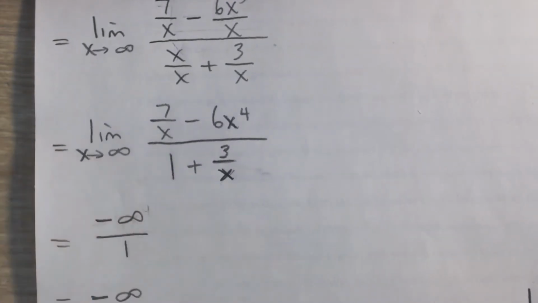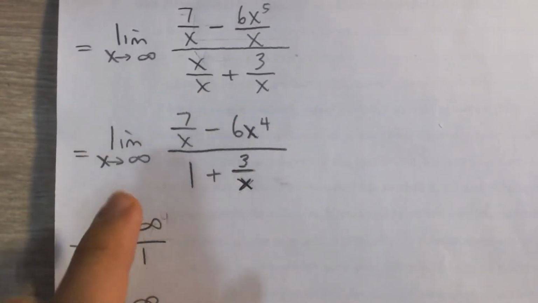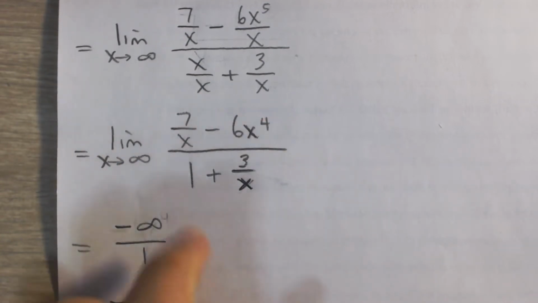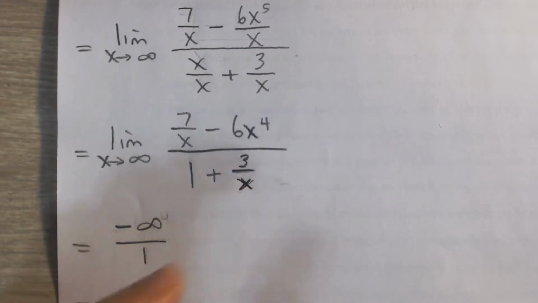And so now, again, we have a limit as x approaches infinity of this quotient, and we can apply the property that the limit of a quotient of two things is the quotient of the limits. So I'm going to take the limit as x approaches infinity of the numerator and then divide it by the limit as x approaches infinity of the denominator and then see what those two things are.